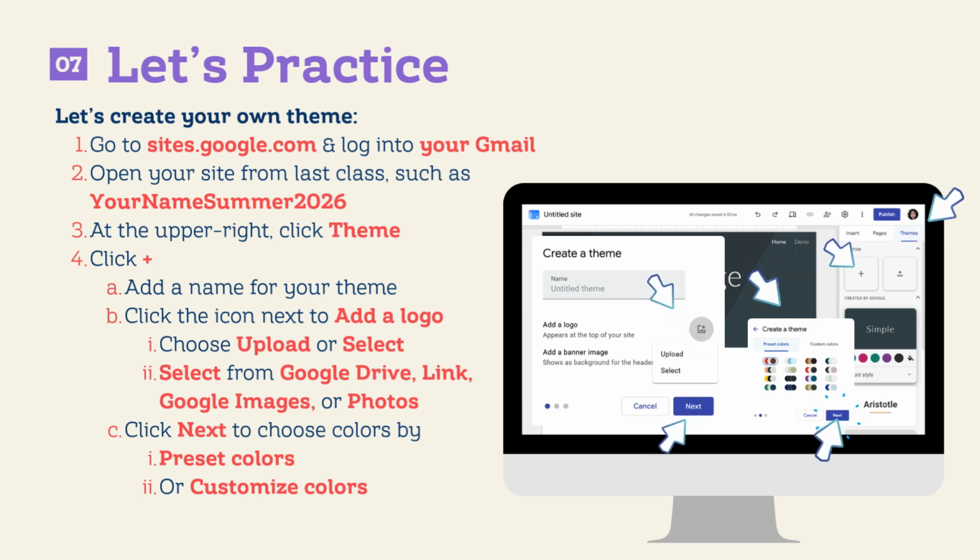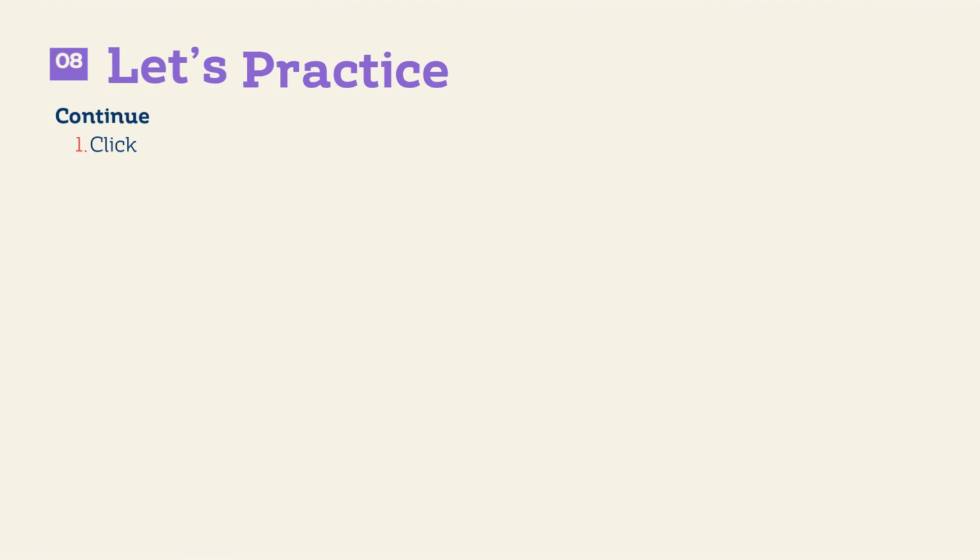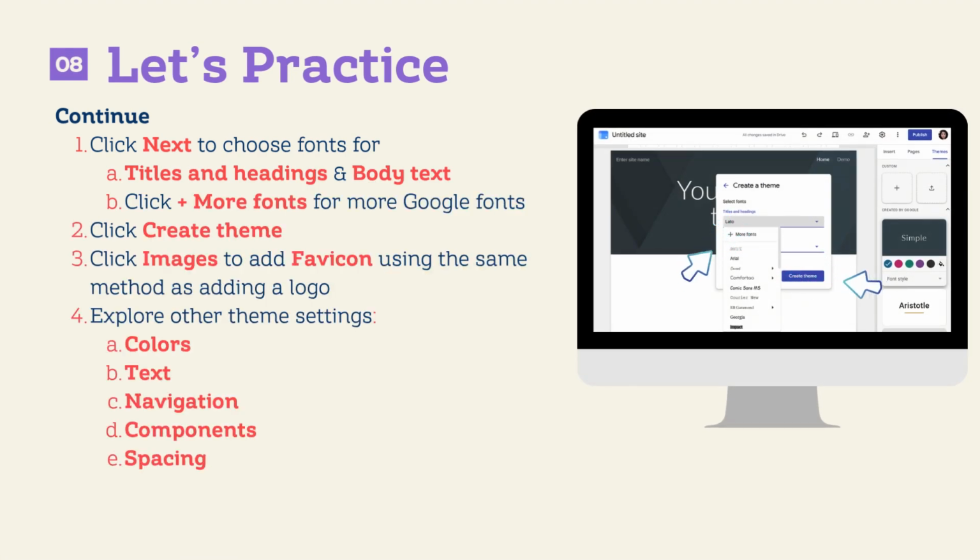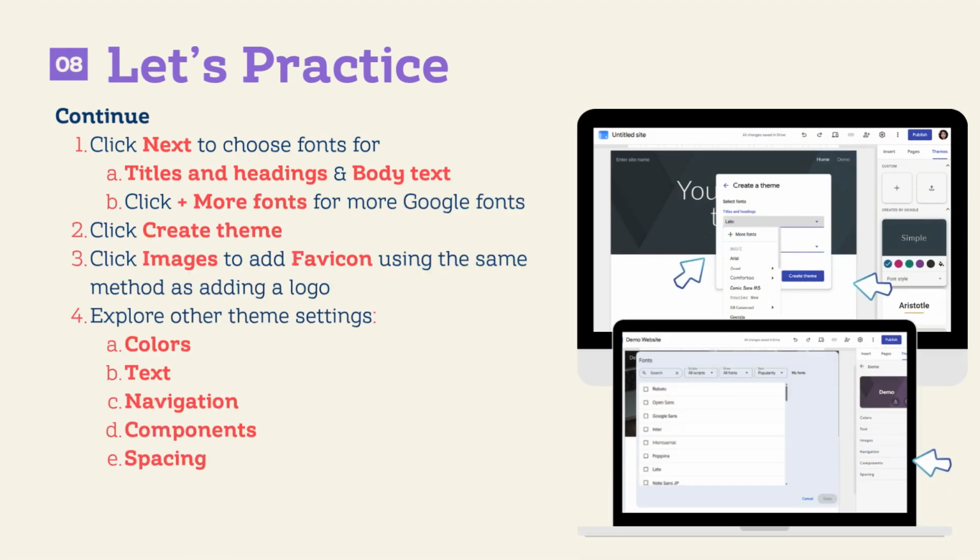You can either pick from the clean preset colors provided or click Customize Colors to input your own specific hex codes based on the 60-30-10 rule we just learned. After customizing the colors, click Next to continue with the fonts and favicon.